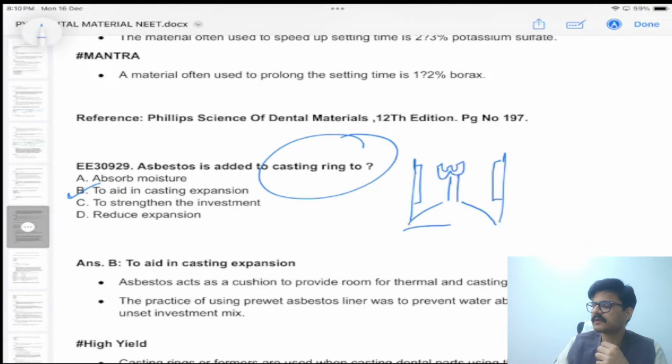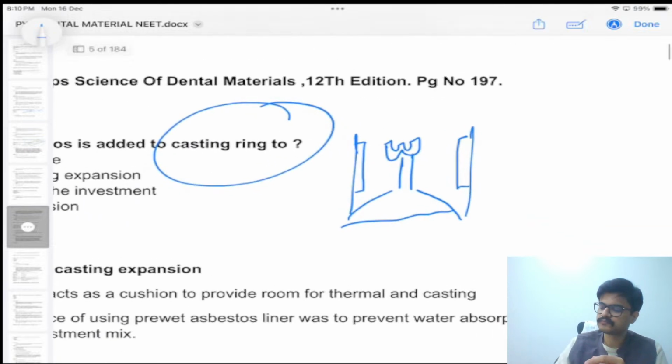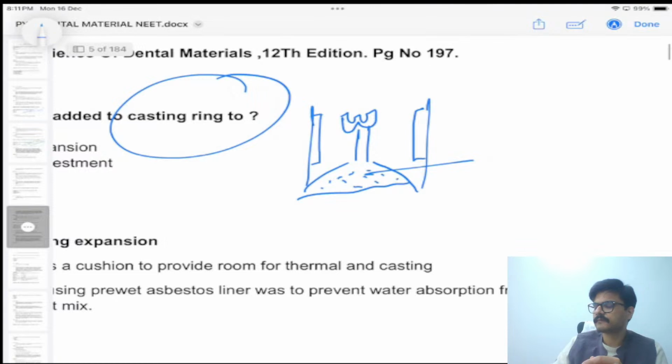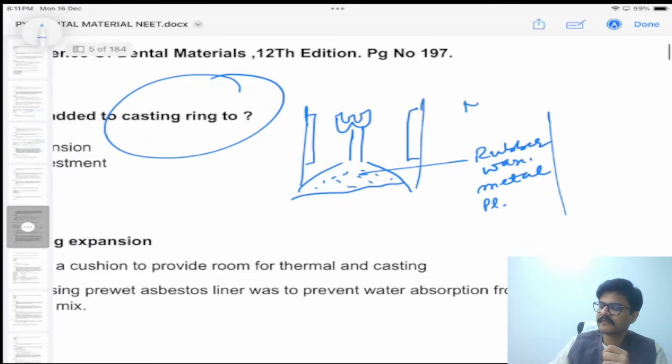Now, very favorite question of the examiner these days related to this assembly is materials that a crucible former can be made of, right? So it can be made of rubber, wax, metal, even plastic, but never glass, right?